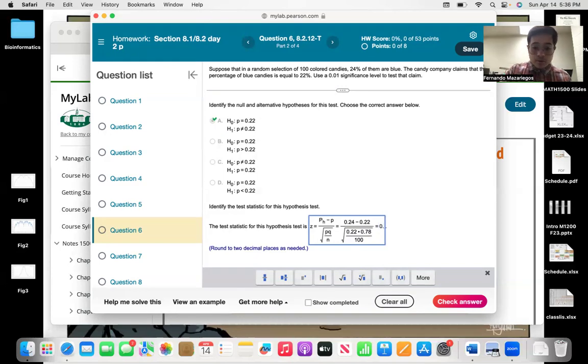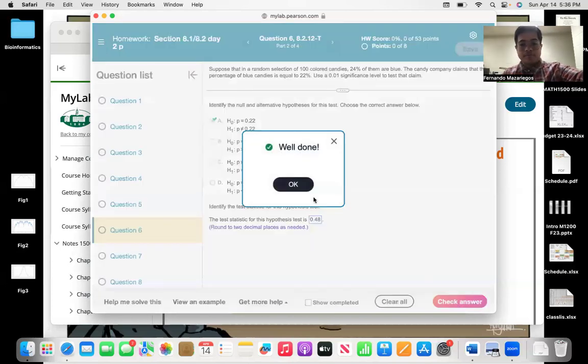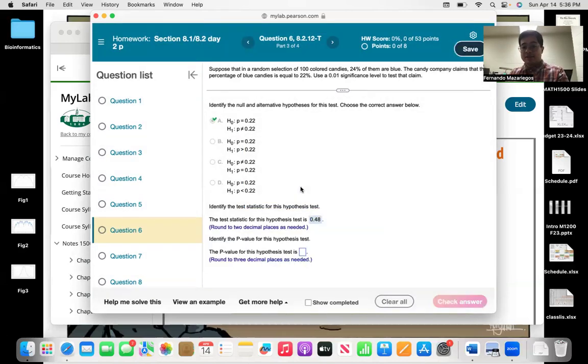Zero point 42, rounded to 2 decimal places. Perfect. So that is step 5. We calculate this test statistic. And then we identify the p-value. Now for the p-value, we will use technology.